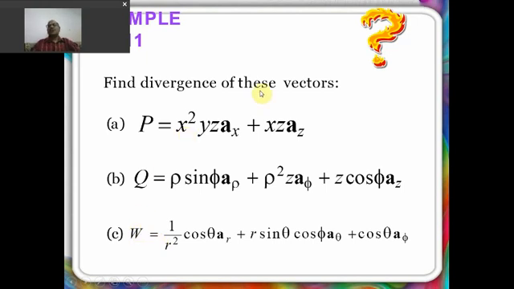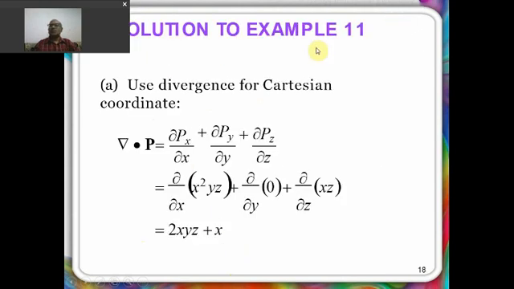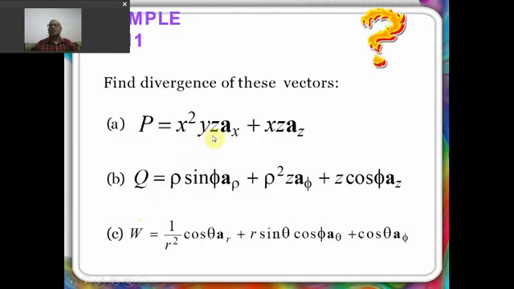Again, a few examples where I find the divergence of a vector. The first vector is given in Cartesian, another is in cylindrical, and the last one is in spherical. In the solution we can easily find del dot P. We put del in Cartesian form, and the P value is again given in that. If we find this value, you see x square yz ax and xz az.